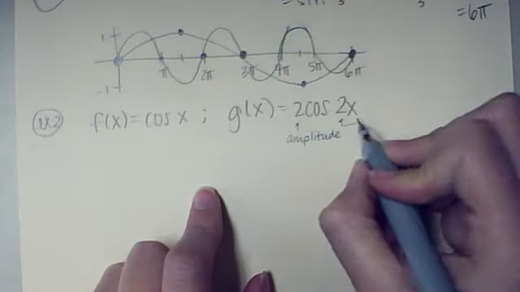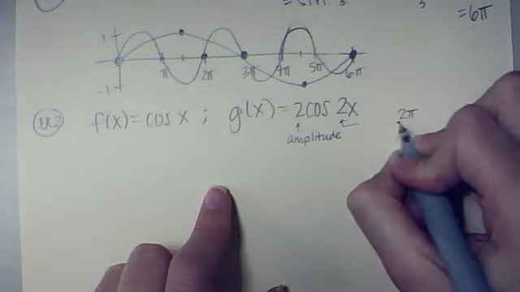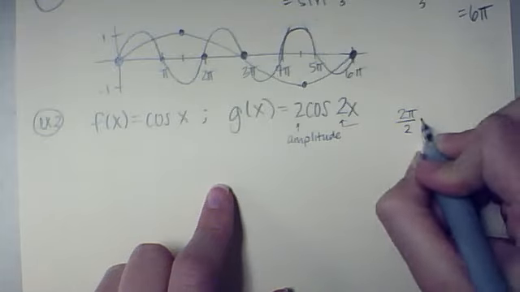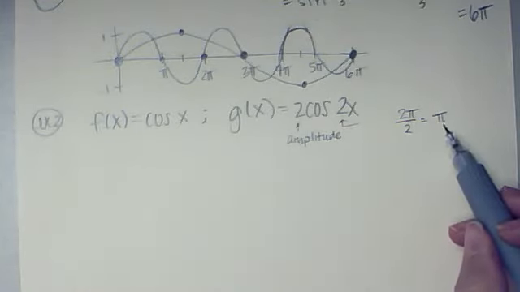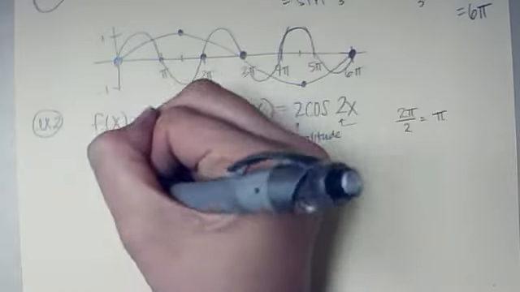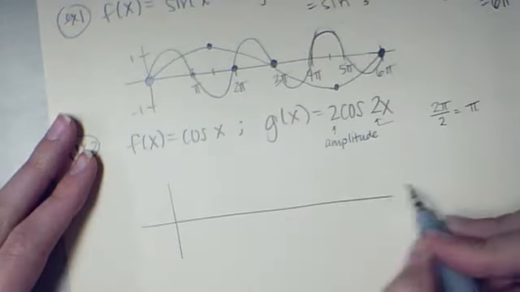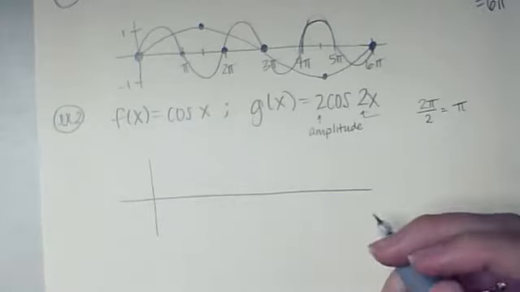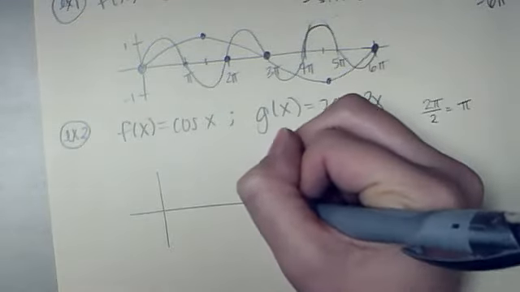This 2 is going to change my period, so my new period is 2 pi divided by that b. 2 pi divided by 2 is pi. So what took our original period 2 pi to get accomplished will now be accomplished in pi. So let's go ahead and draw our x and y axis here. Remember, this is really our cosine and our theta axis, if you want to relabel those. Our normal one happens in 2 pi, so I'm going to go ahead and draw 2 pi out there.